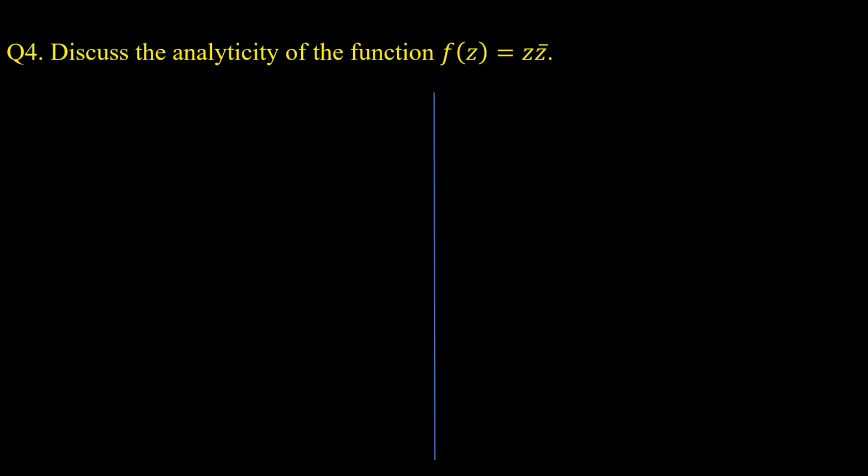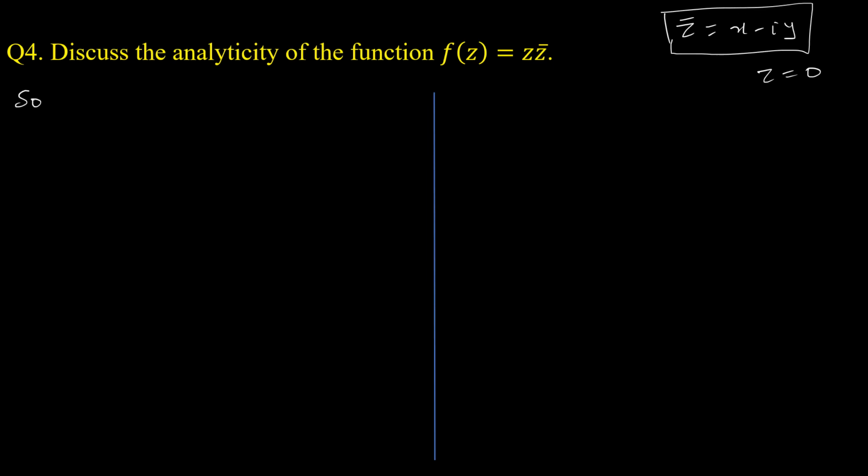Now we can check question number 4. Discuss the analyticity of the function f(z) equals z bar. So we are checking the analyticity of z bar. Whenever you have z bar, that is x minus iy, it will satisfy the limit condition only at z equals 0. That you must remember. So we are checking here z equals 0 that we are talking about.